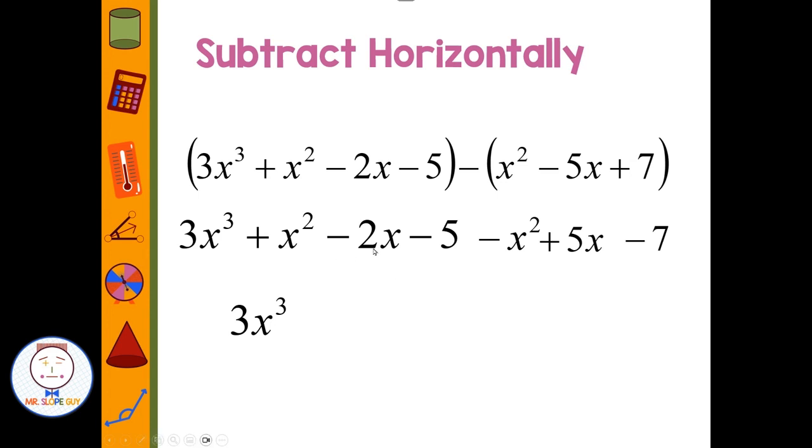Then let's look at x's. There's a minus 2x and a plus 5x. Those combine to be a positive 3x. And then lastly, I have my constants. I have this subtract 5. Remember, we're always looking at the sign in front of the number. Minus 5 and minus 7 combine to be negative 12, and then my solution would be 3x to the third plus 3x minus 12.